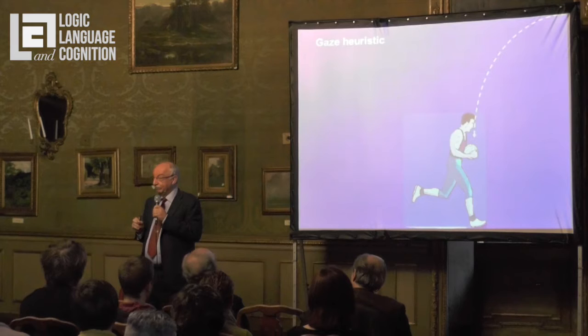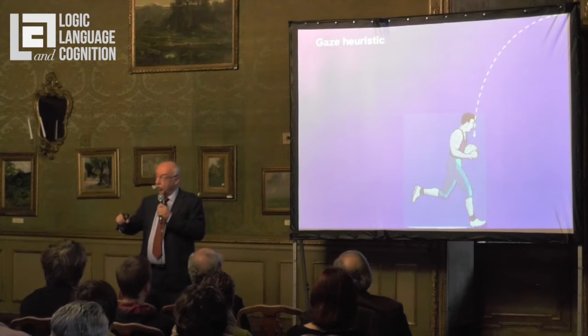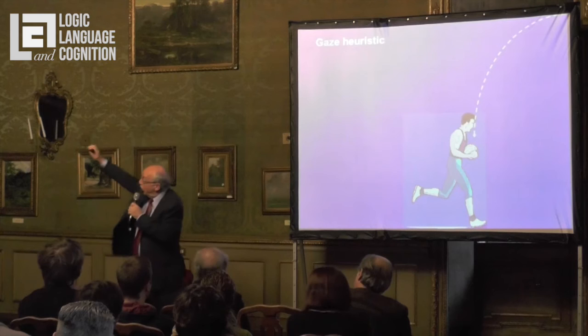The gaze heuristic is also used by animals, so it seems to have evolved. If you have a dog at home, throw a frisbee and watch your dog. You will see the dog is not trying to calculate the trajectory. But it will run in a way to keep the optical angle constant, and then it will be there where the ball is coming down.